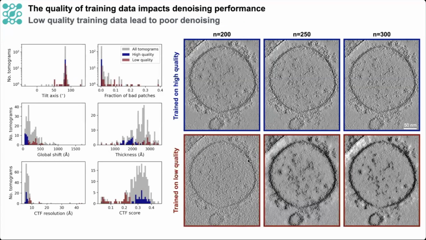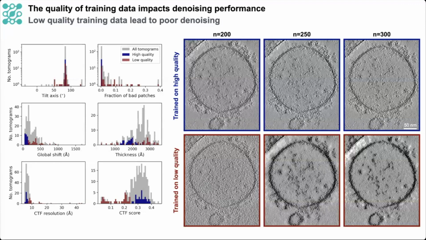By contrast, training on low-quality data results in poor denoising. The 34 low-quality training tomograms highlighted in red in the plots on the left were selected based on having low CTF scores or poor alignments. And when we trained on those data, we found that for smaller values of n, we tended to observe under-denoising, which insufficiently flattened the background. And for larger values of n, we consistently observed over-denoising that washed out some of the smaller membrane proteins around the lysosome and also introduced patchy artifacts into the background as well.